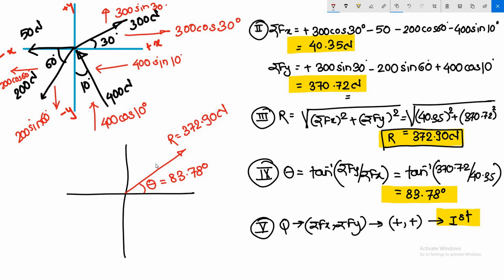I hope you understood. To have more clarity on how we take these components with respect to the x and y axes as cos and sine, do check the playlist where we solved a number of examples, taking forces with some inclination and determining the respective mutually perpendicular components, which one is sine and which one is cos.